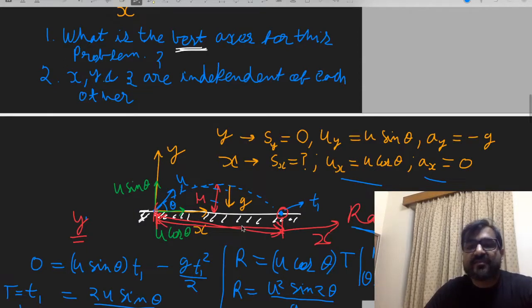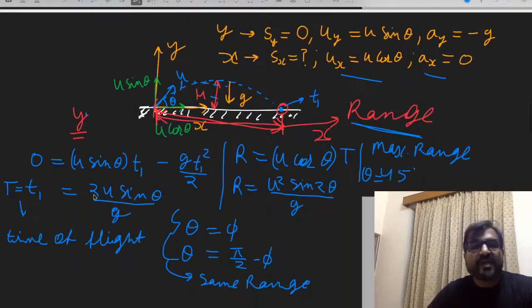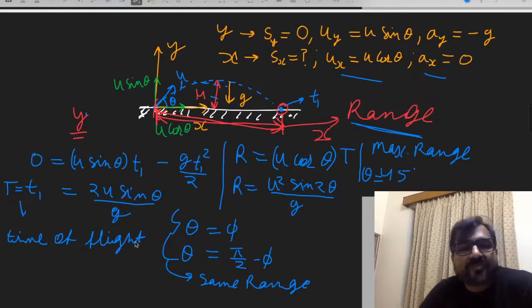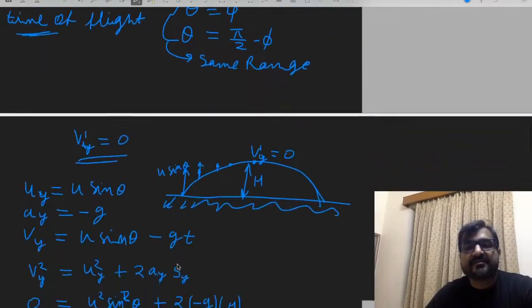And then we tried to find range, maximum height, time of flight, and we saw, for time of flight, all we needed was just the y-axis. And for other things, like range, we needed time, which we got from the y-axis and then used in x. Okay.